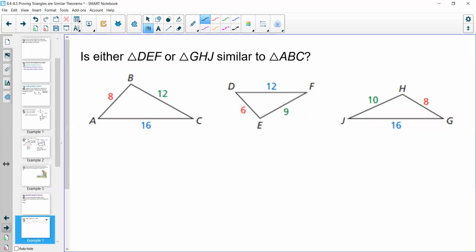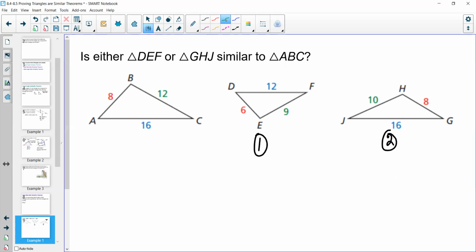Are either this one, triangle 1, DEF, or triangle 2, GHJ, similar to ABC? Well, let's take a look. What we can do is look at the different side lengths and see if their sides are proportional. If they are, then they're similar. If they're not, then they're not similar.